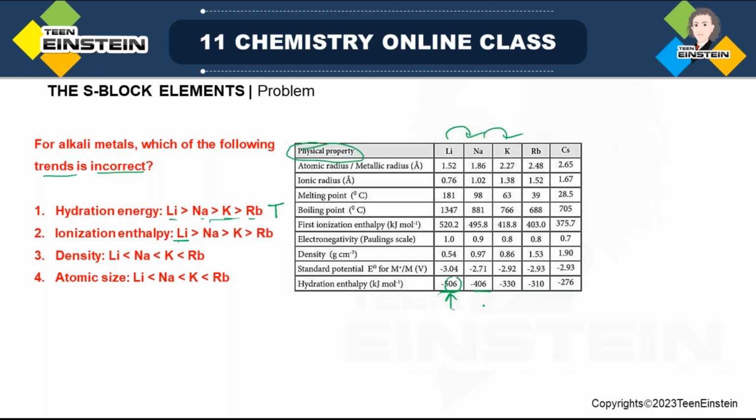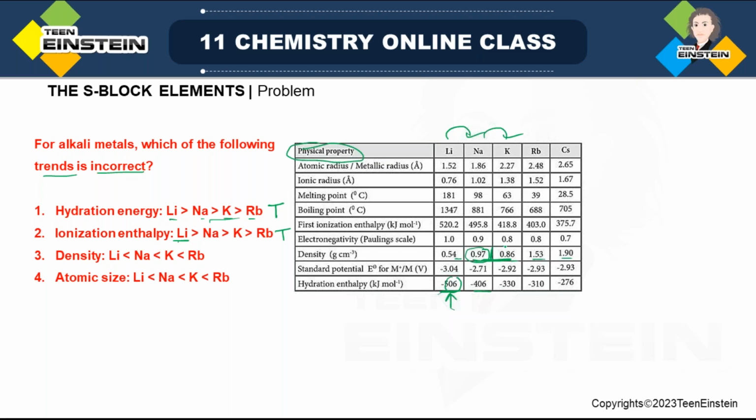Now the process will be easier means what? You have to provide very less energy. So this is also true. Now come to the density. Density, there is not any smooth trend. See, from lithium, it is gradually increasing, but there is a discrepancy between sodium and potassium. It is increasing down the group, but here suddenly you can see this discrepancy.